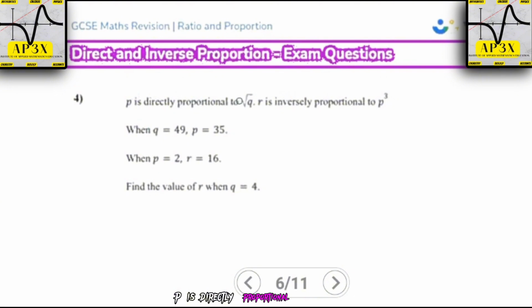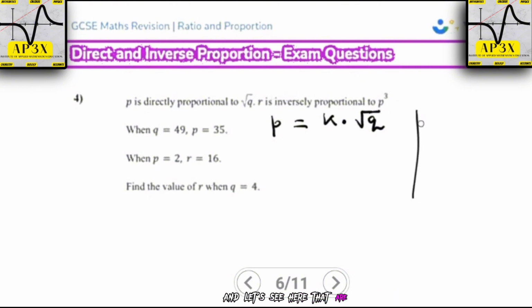Let's have a look at this one here. P is directly proportional to the square root of Q. So direct, so that's P equals K multiplied by the square root of Q. Right, so we have that because it's direct, so it's multiply. And let's say here that R is inversely proportional to P cubed. So R is equal to, inverse is division, so that's K divided by P cubed. So we have 2 formulas here.